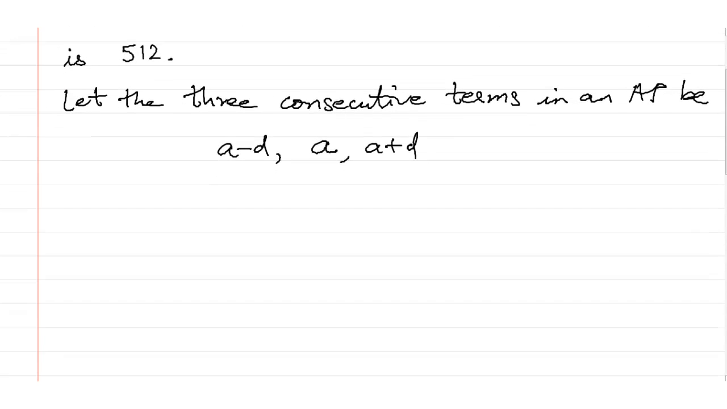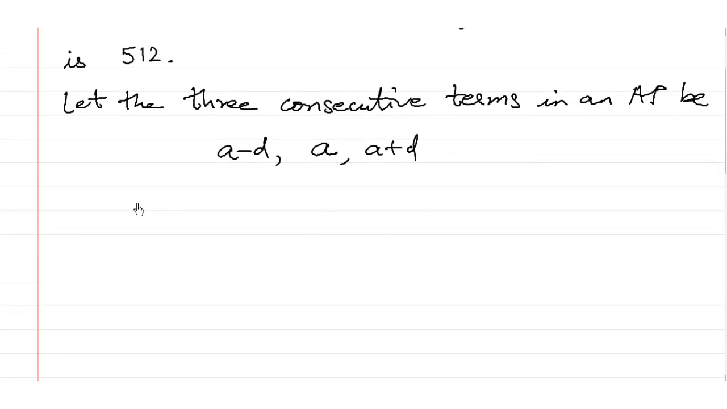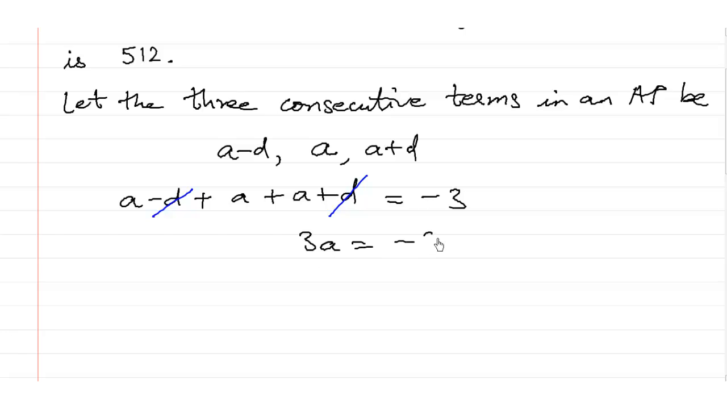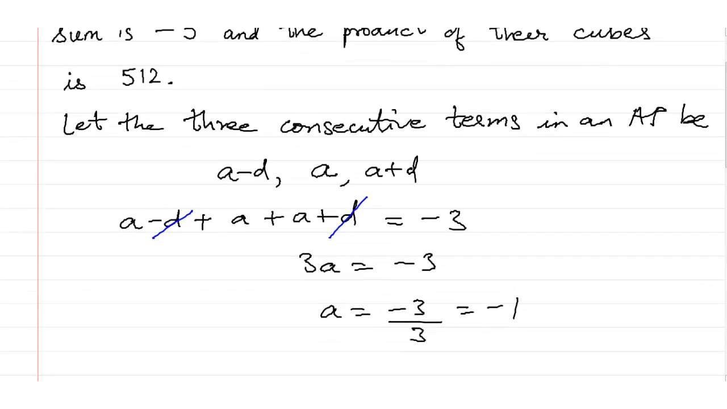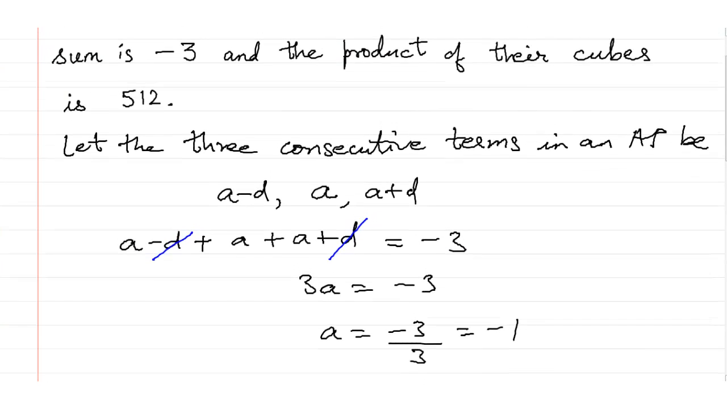So if you read it carefully, the sum of the three consecutive terms in an AP is negative 3. So it means that if you write a minus d plus a plus a plus d, you get minus 3. The beauty of this particular arrangement is that minus d and plus d easily cancel out. So we directly get the value of a. So a plus a plus a is 3a, which is equal to minus 3. So a is equal to minus 3 upon 3, which is equal to minus 1. So remember, a is equal to minus 1 is the middle term and not the first one.